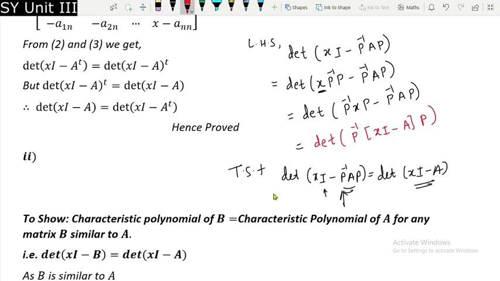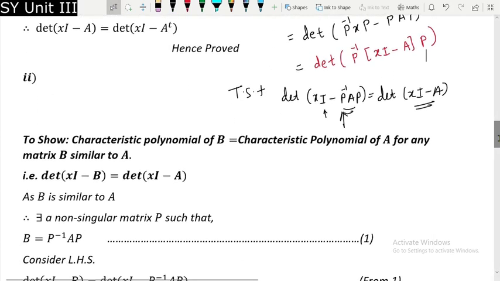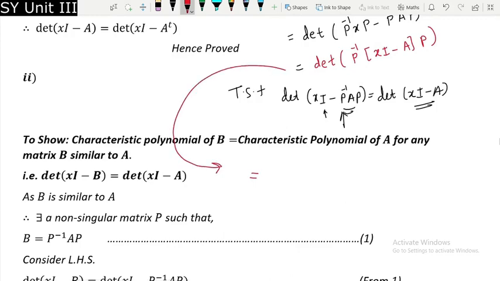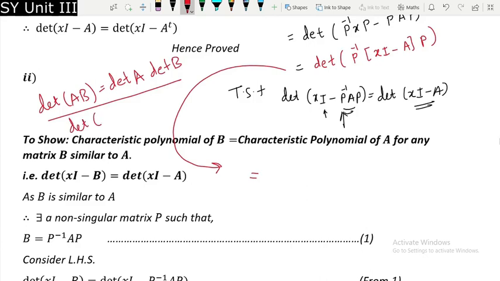Now one famous property we have to use. What is determinant of AB? It is determinant of A multiplied by determinant of B. Note this property is also true for 3 matrices. I mean, if you are having 3 matrices, then determinant of ABC will be equal to determinant of A multiplied by determinant of B and multiplied by determinant of C. Over here 3 matrices are involved. This is 1st, this is 2nd, and this is 3rd. So the property can be used.